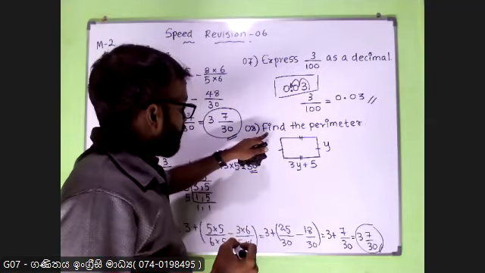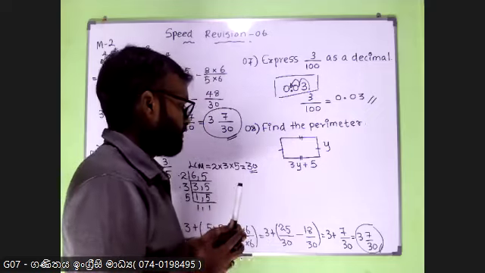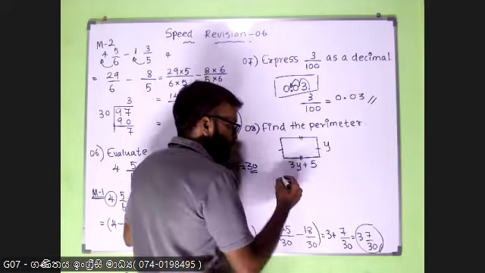Now, find the perimeter of this rectangle. Find the perimeter of this rectangle. How do you find the perimeter?